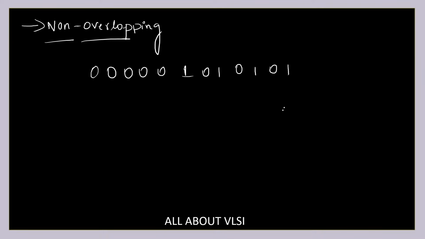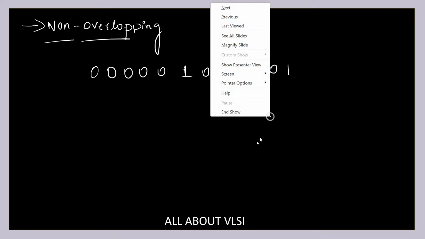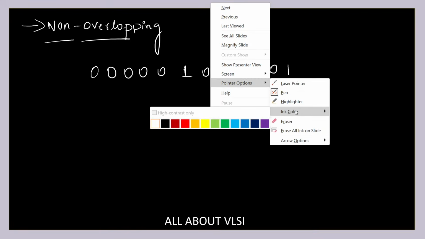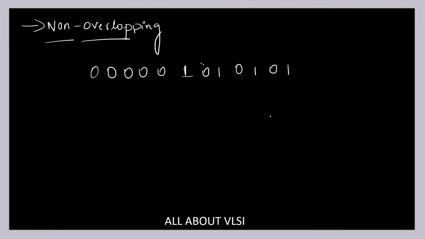Now, in the case of non-overlapping, let's say this is my sequence: 0, 0, 0, 1, 0, 1, 0, 1, 0, 1, like this. If I want to detect it using a non-overlapping sequence, then here my output will be 0, here my output will be 0, up to here my output will be 0, and here my output will become 1 because the sequence has been detected.